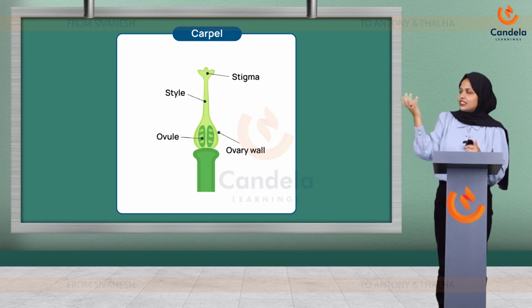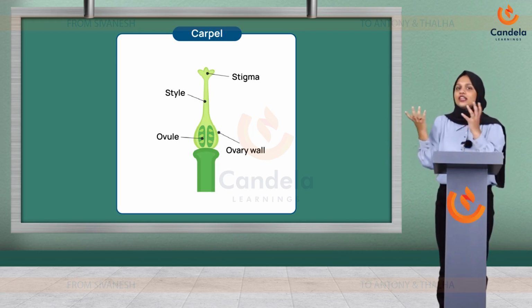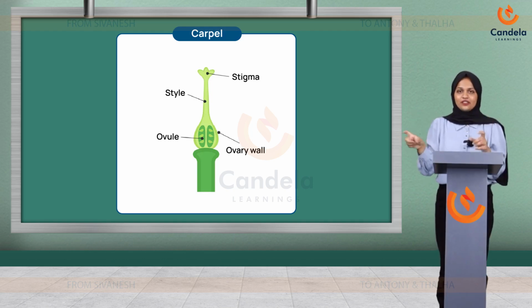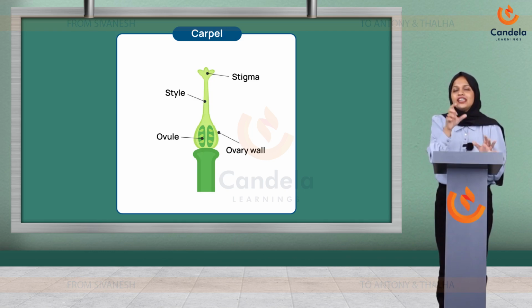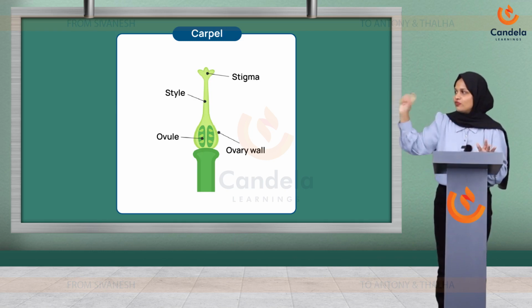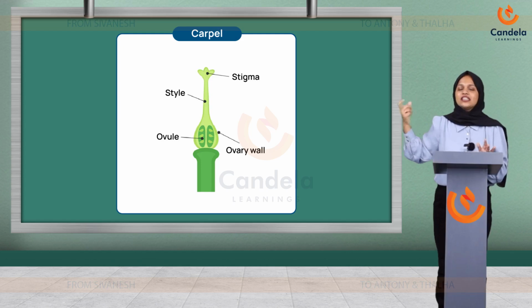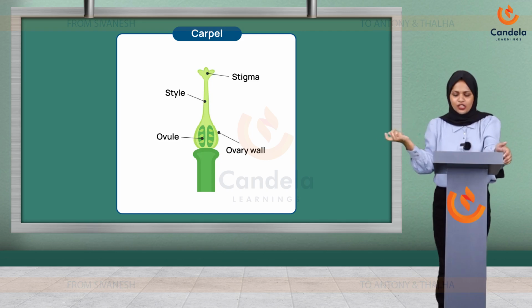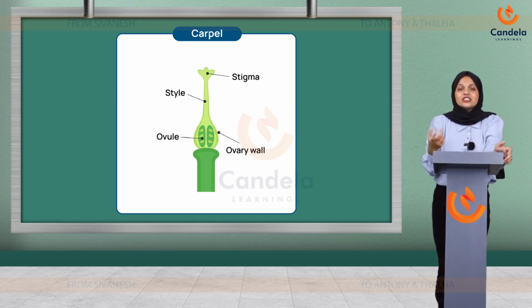Now, below the style, what can you see? You can see a swollen portion, and that is known as the ovary. Inside the ovary you can see some bead-like structures which are known as the ovules, and the ovule contains the female gametophyte. The ovule is a structure which contains the female reproductive cells, which are known as the gametes. I hope it's clear to you all.